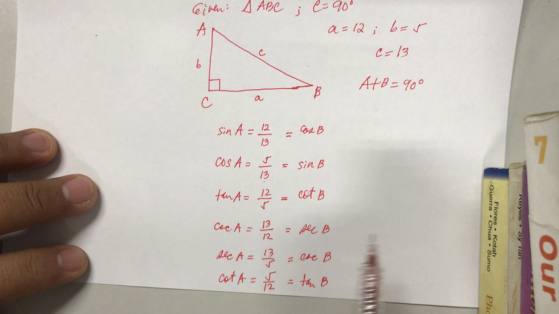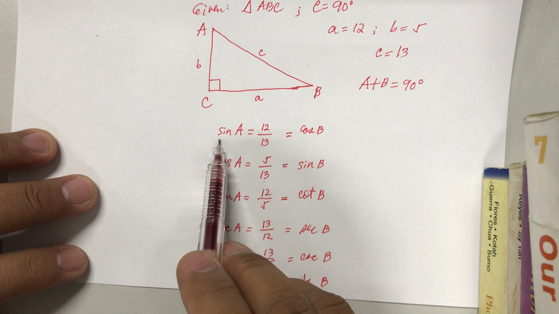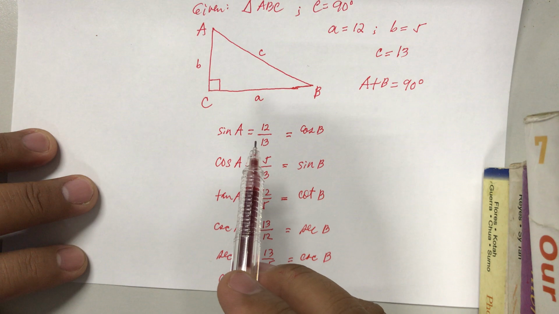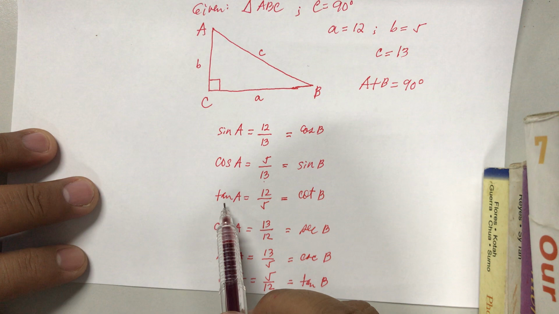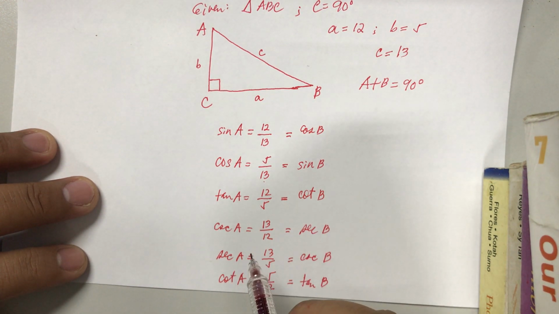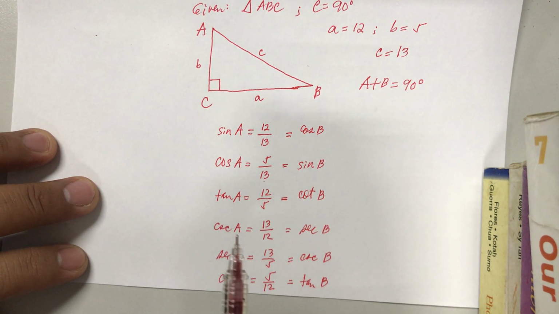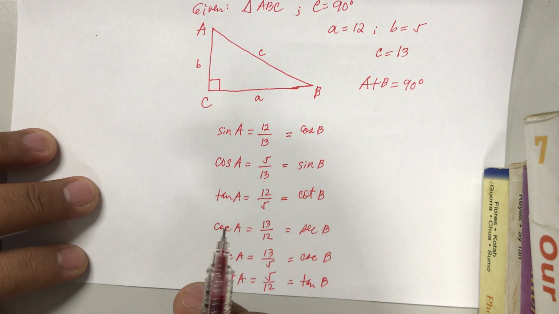These are actually called co-function identities. Right? Sine, its co-function is cosine. Hence, it is called cosine because it is the co-function of sine. Tangent, its co-function is cotangent. While secant, its co-function is cosecant. So, the pairs of co-functions in trigonometry would be sine and cosine, secant and cosecant, and then tangent with cotangent.